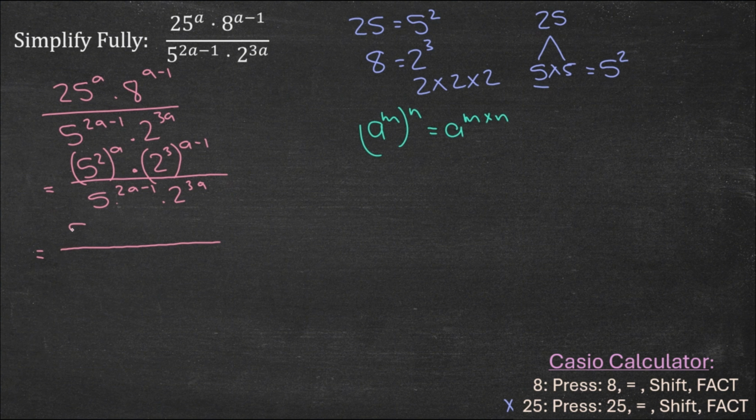That means I keep my base and I multiply my exponents. 2 times a gives me 2a. Okay, now let's have a look at the next one.